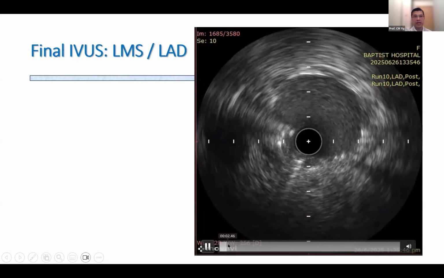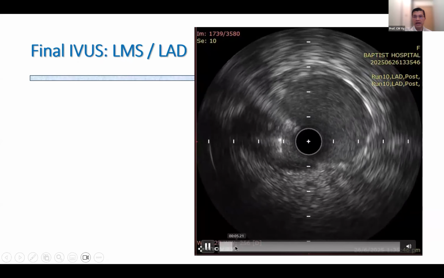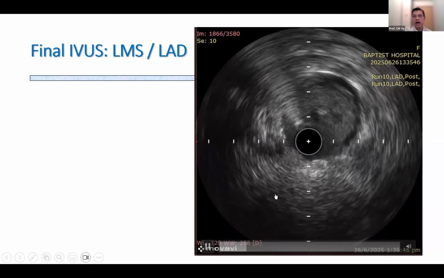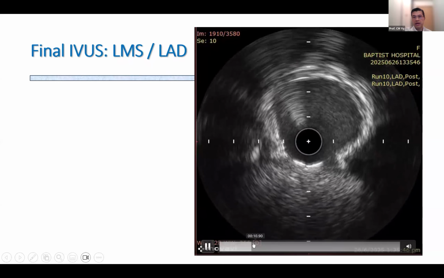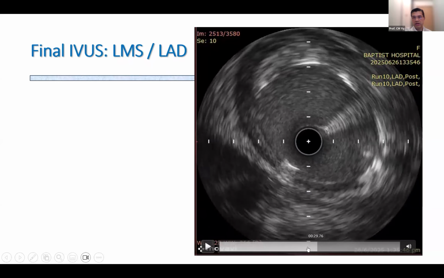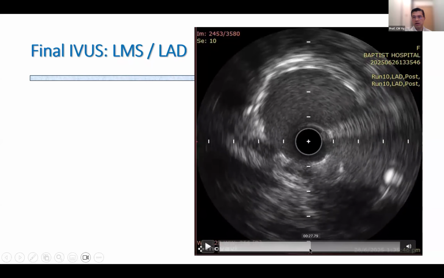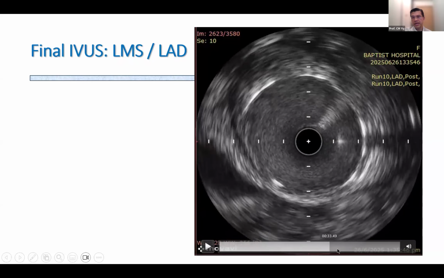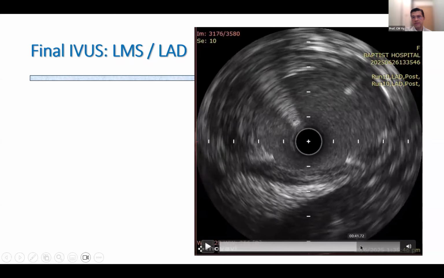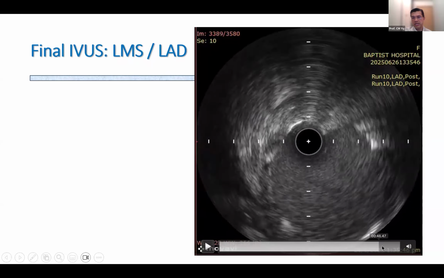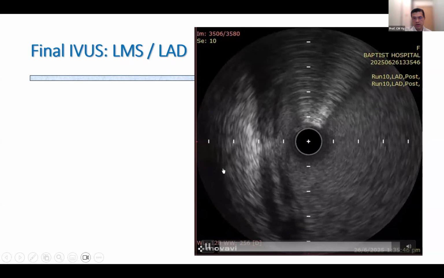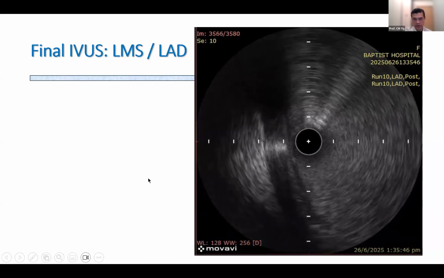So here is the very final pullback, which focuses at the left proximal LAD, also gradually pulling back at the left main. Here is the carina, okay, the guidewire at the circumflex at 4 o'clock. So here the left main, as you can see in here, so all the regions are nicely dilated, and also here is the down to the aortic root.